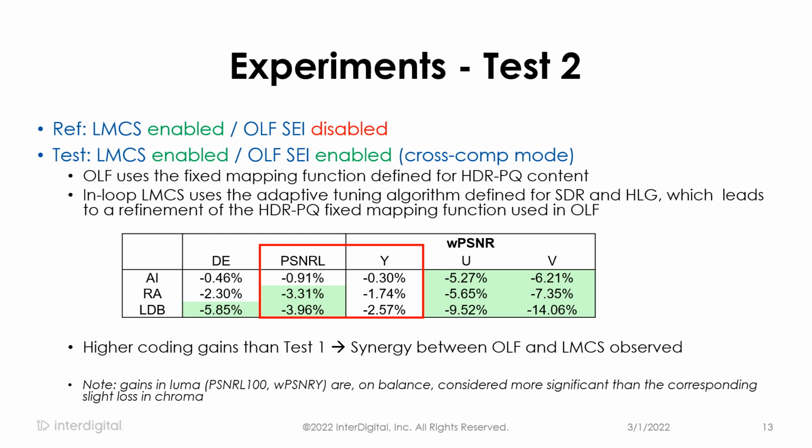Again, in red box, we emphasize the Luma-related metrics. What can be observed is that the Luma metrics, so PSNR L and WPSNR Y, are noticeably improved compared to test 1. There is a slight loss in chroma metrics. However, the Luma gains are considered more significant than the corresponding slight loss in chroma. So in conclusion, we can observe that there can be synergies between these two tools, out-of-loop mapping and in-loop LMCS for HDR-PQ content.